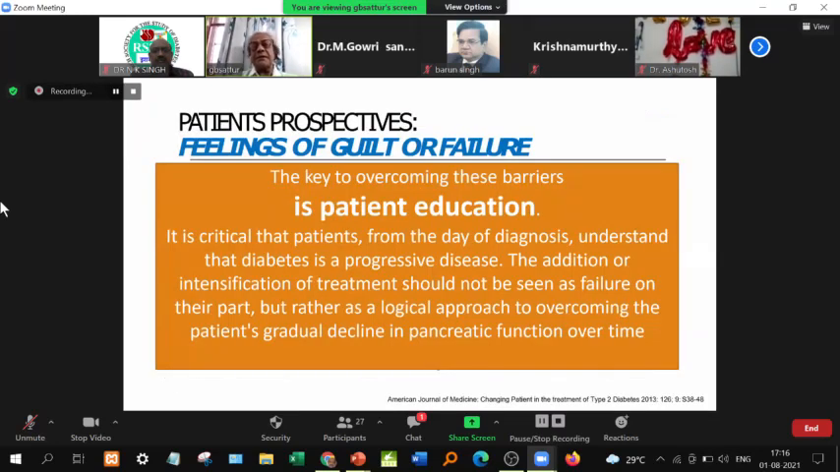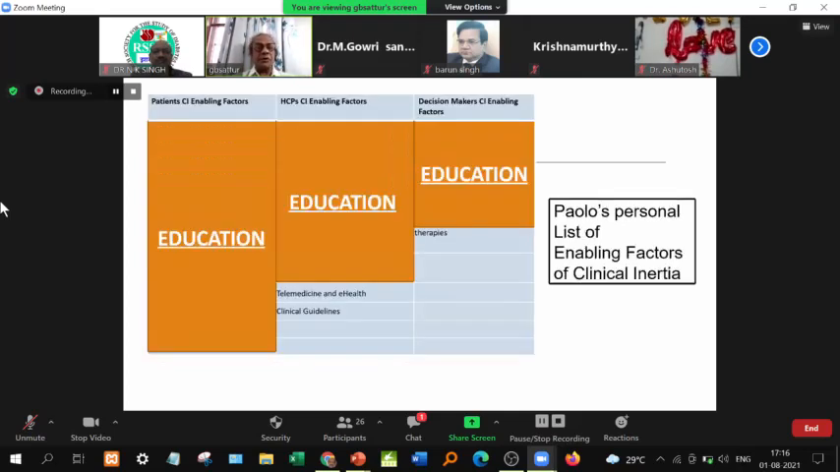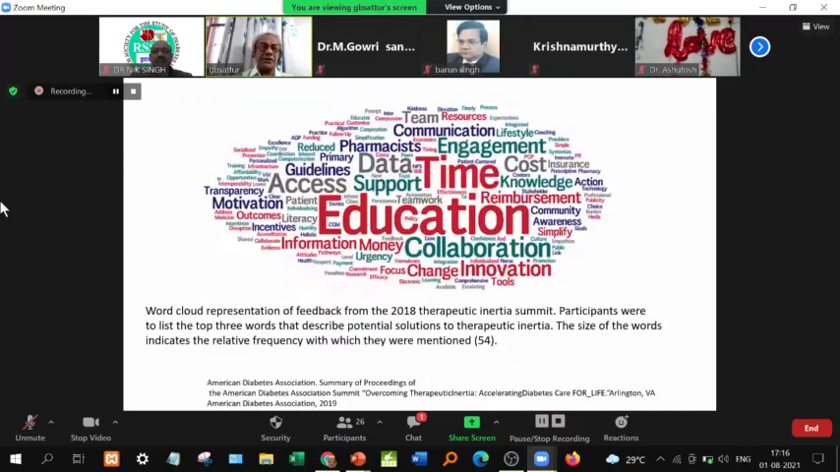So ultimately, in Italy, they said patient education alone is critical. So they asked, what causes the problem? Paolo was the person who conducted this. He said clinical inertia drivers are at all points: patient side, lack of education; physician side, lack of education; and healthcare side, lack of education. What it needs is education, education, and education at all levels.